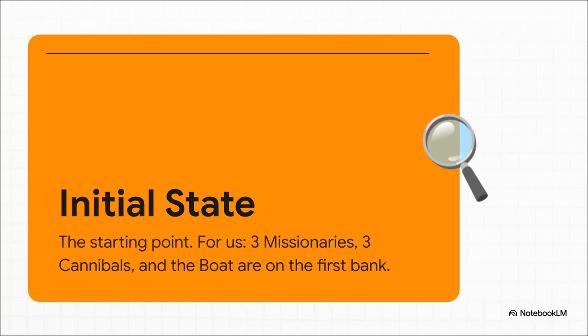So to do that, we have to define 3 key things. First up is the initial state. Think of it as just a snapshot of the very beginning of the problem. So for us, that's simple. 3 missionaries, 3 cannibals, and the boat all chilling on bank number 1.